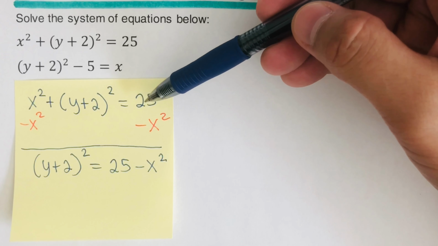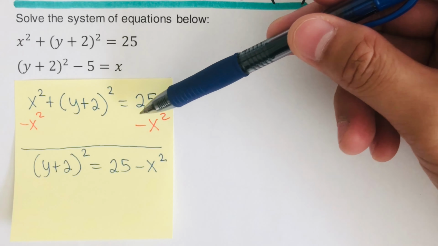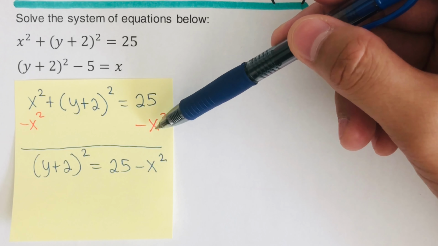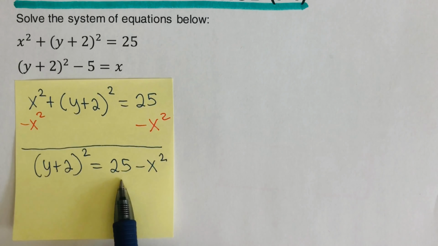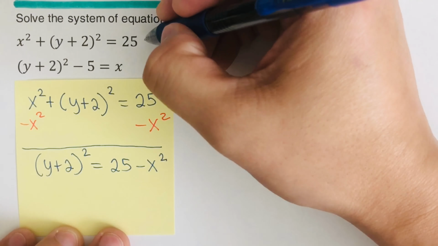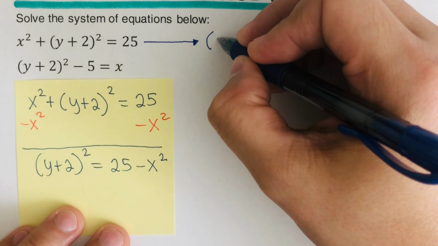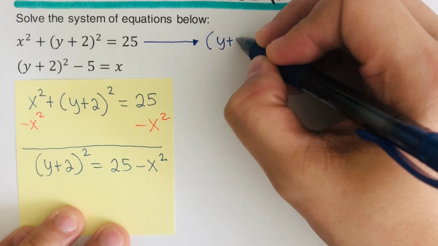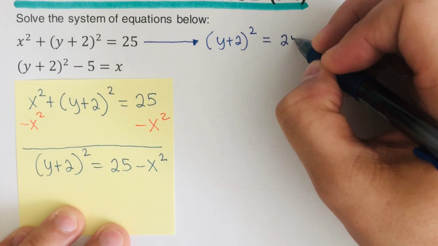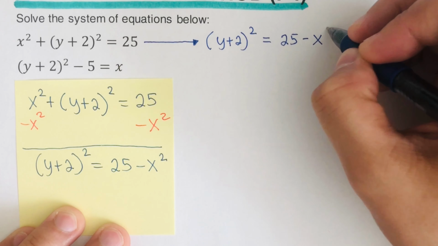Now, others are going to say, oh, that should be 25 minus x squared, so that's going to be 24x squared. No. Remember, these two are unlike terms. This one doesn't have an x squared. This one is an x squared. So they are not like terms, so we cannot subtract them. So this will be the equation that would come out: y plus 2 squared is equal to 25 minus x squared.